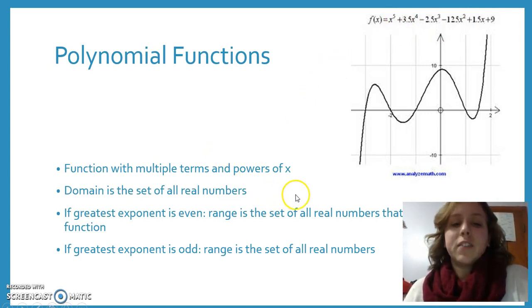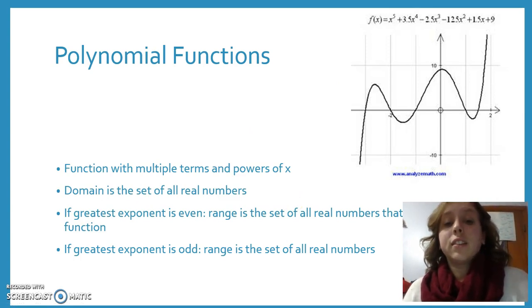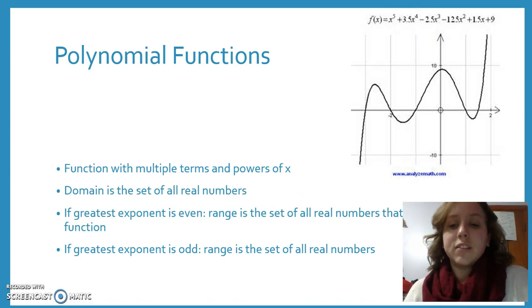So the domain is a set of all real numbers, and if the greatest exponent is even, the range is a set of all real numbers that satisfy the function. If the greatest exponent is odd, that means the range is a set of all real numbers.